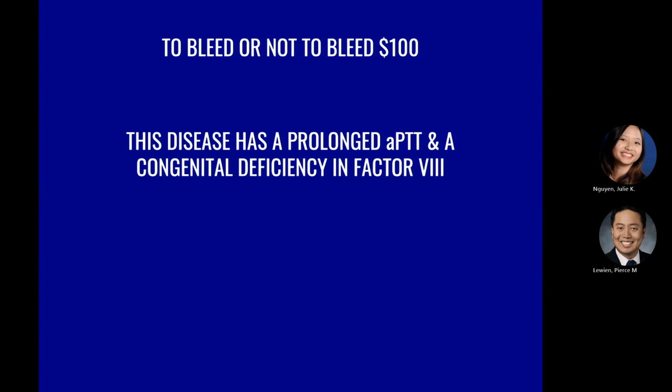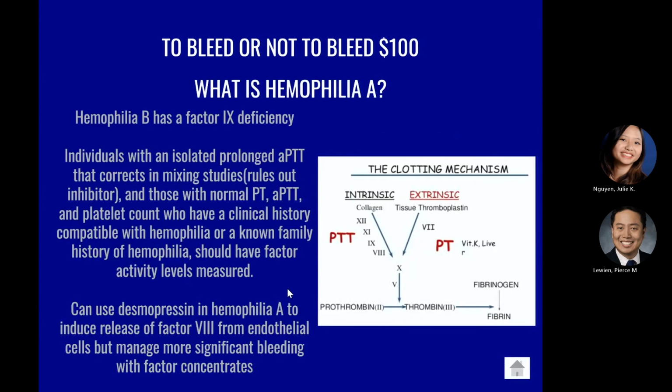Okay, number 8. Yes, that is correct. Hemophilia A. So hemophilia A is actually factor 8 deficiency and B is factor 9 deficiency. Whenever somebody comes in with prolonged APTT or impaired tests, we usually do mixing studies to differentiate between either a factor inhibitor or a factor deficiency.